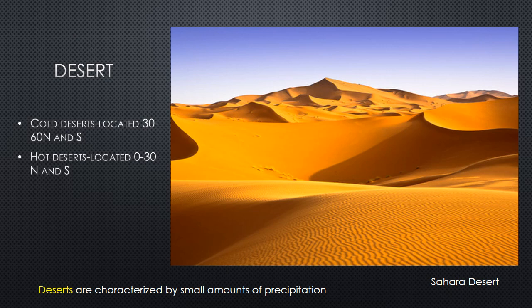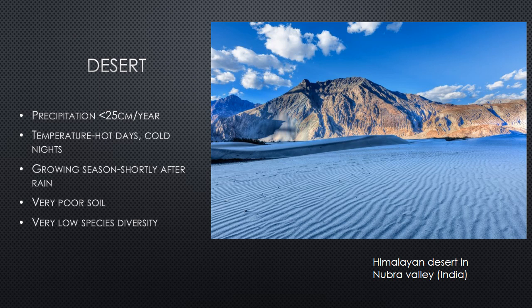And deserts are characterized by small amounts of precipitation. I know that's no shock to you. This image is a hot desert. This is the Sahara Desert. And here is a cold desert, the Himalayan desert in the Nubra Valley in India.